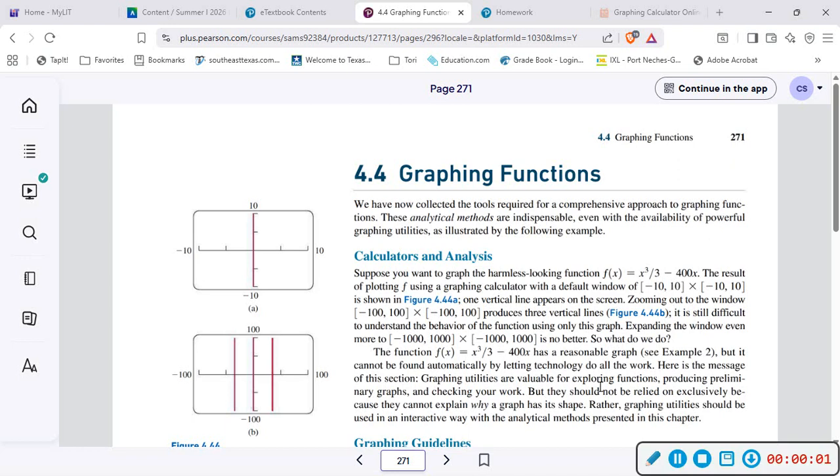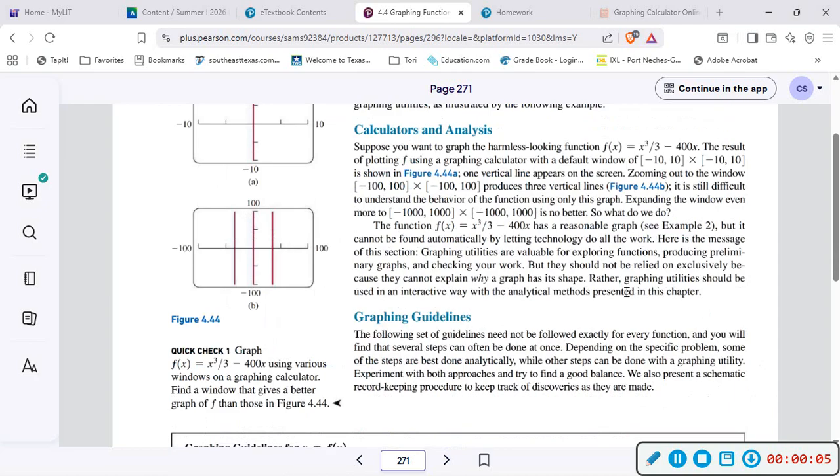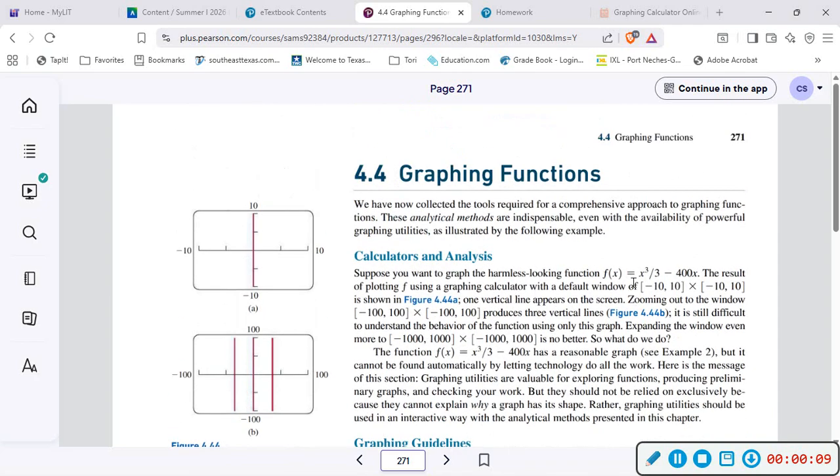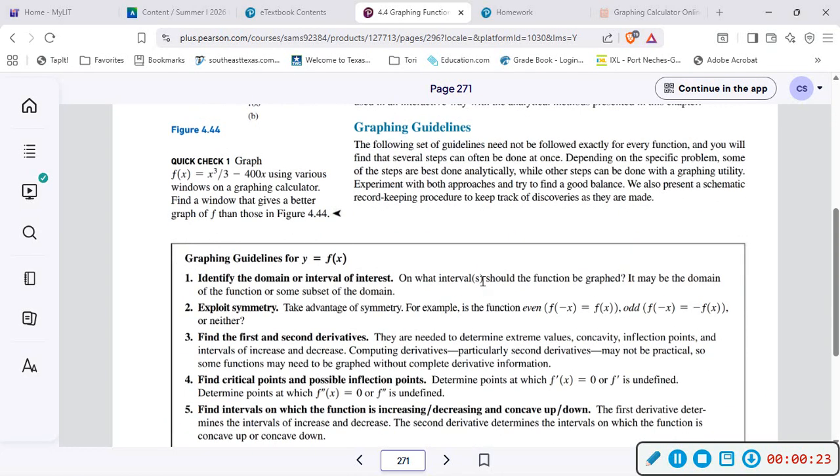All right, today we're going to be looking at section 4.4, graphing functions. This overview goes over some of the properties and challenges with graphing a function. You can use a calculator, and sometimes you might not see the function, so you have to change the window and zoom in. This gives you a general overview.